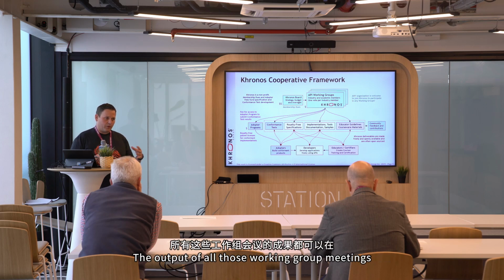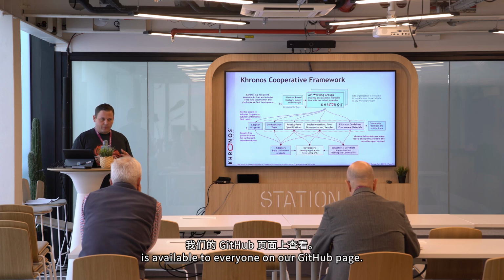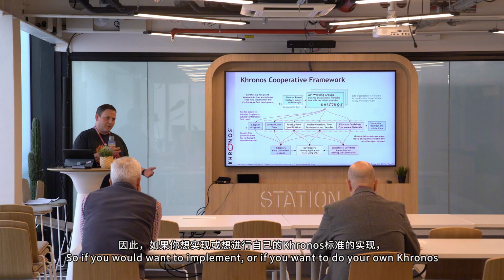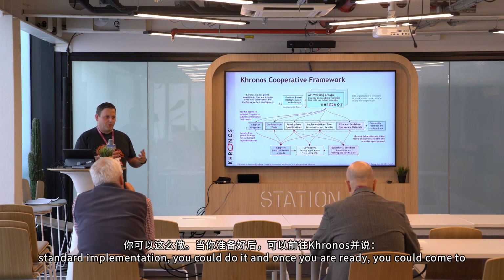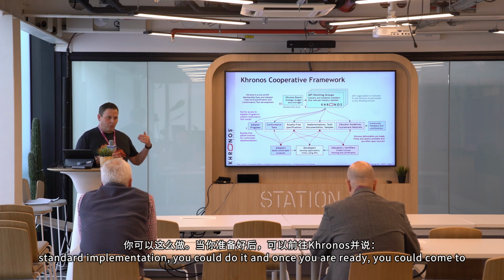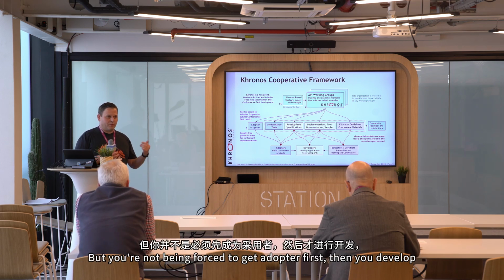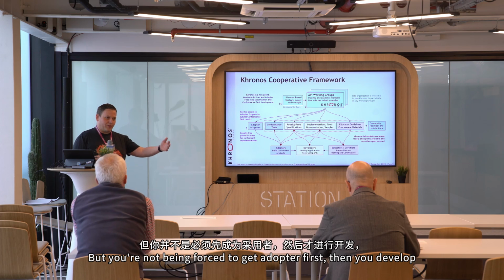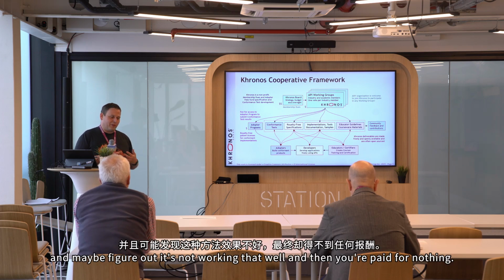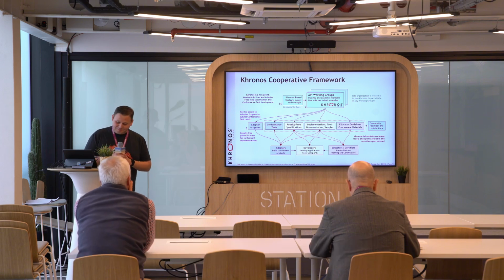The output of all those working group meetings is available to everyone on our GitHub page. So if you would want to do your own Khronos standard implementation, you could do it. And once you are ready, you could come to Khronos and say, I want to be an adopter, and then submit your CTS. But you're not being forced to become an adopter first, then develop, and maybe figure out it's not working that well, and then you paid for nothing.